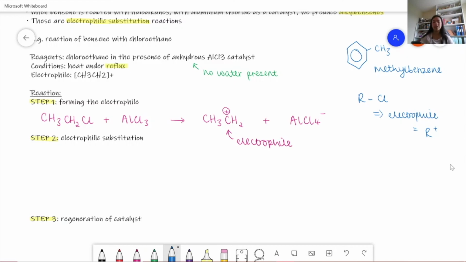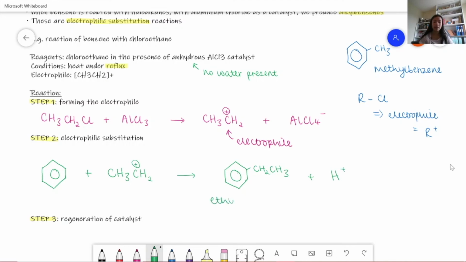And now what happens is that we get the substitution with the benzene. So firstly, we have our benzene, and then we add our electrophile, this CH3CH2+, and then we can form our ethyl benzene, and also a H+, because we've substituted that out for the ethyl. And so this is ethyl benzene.